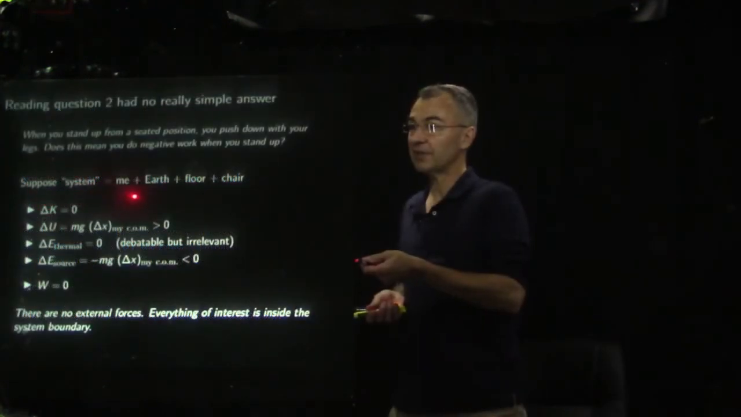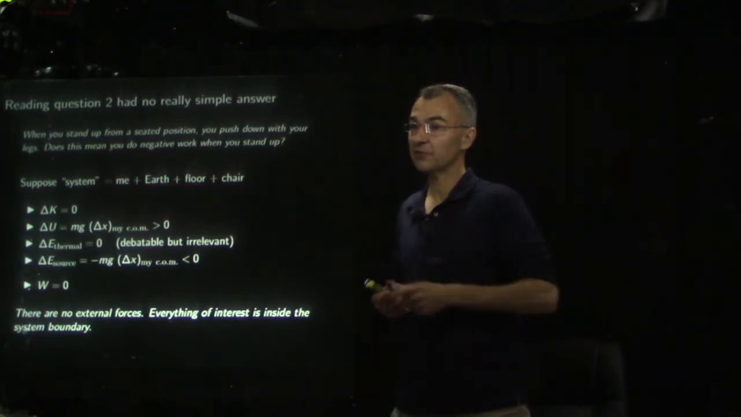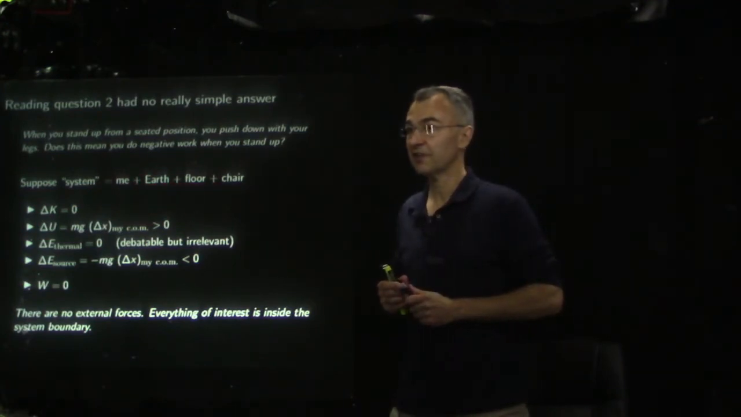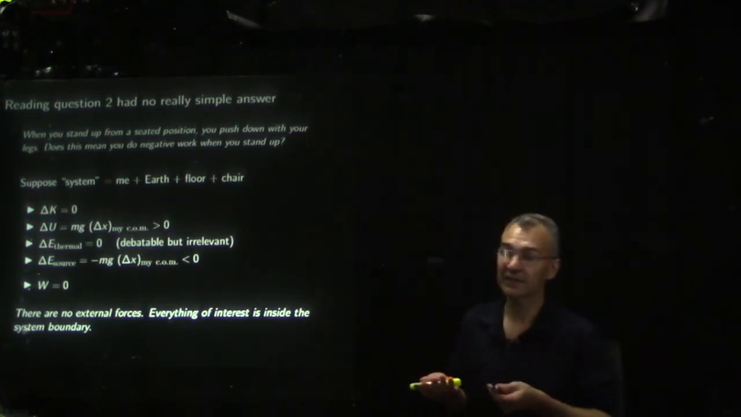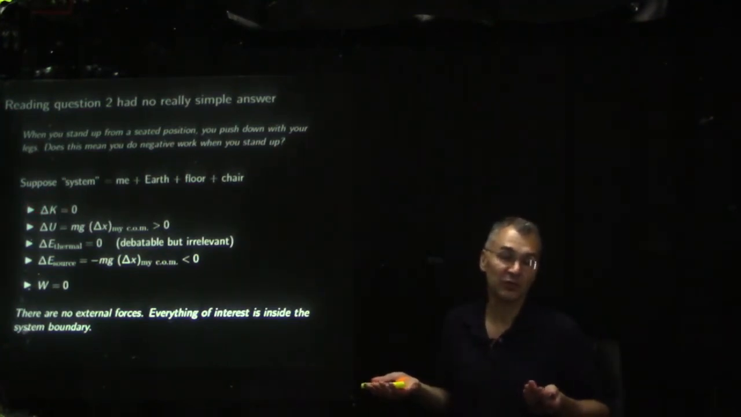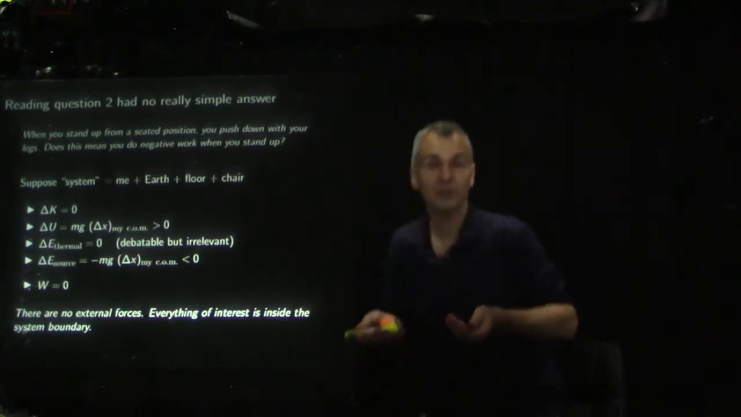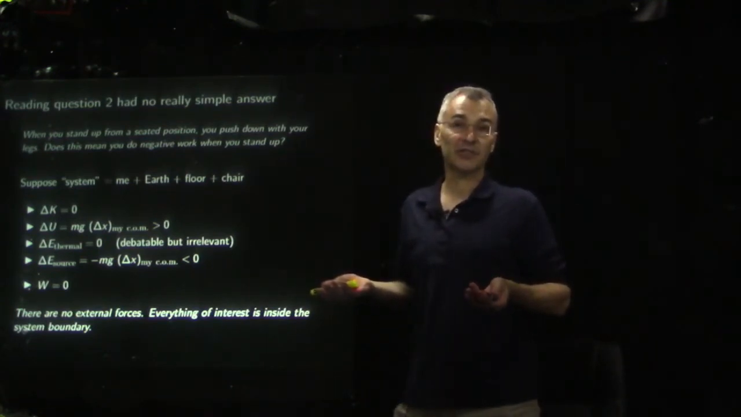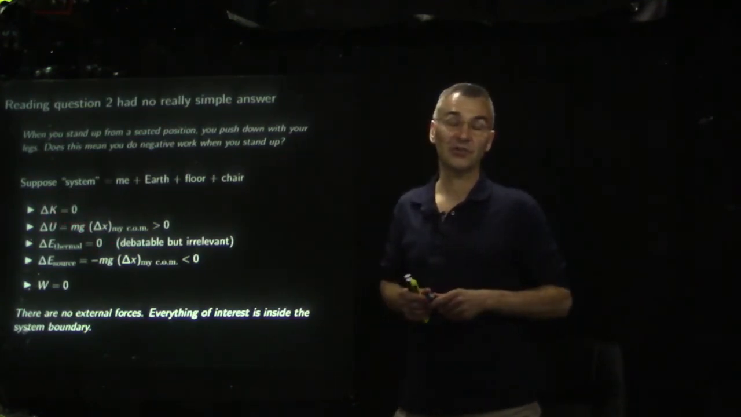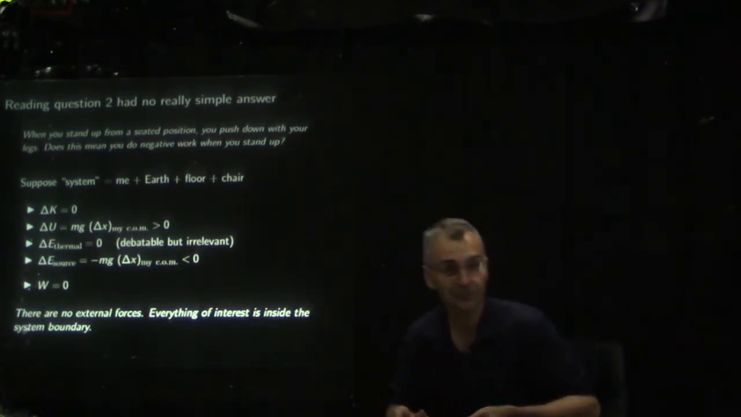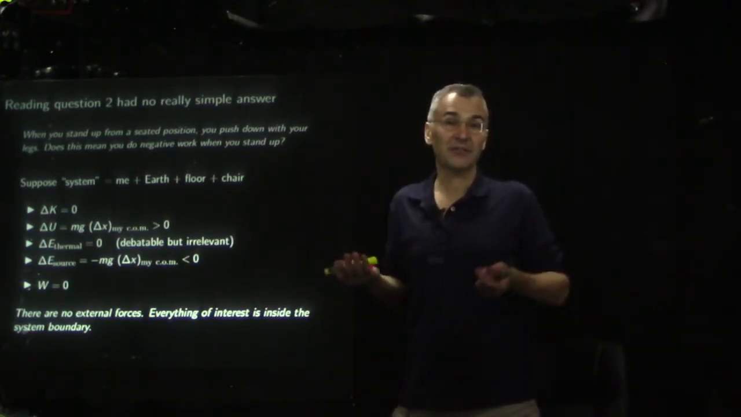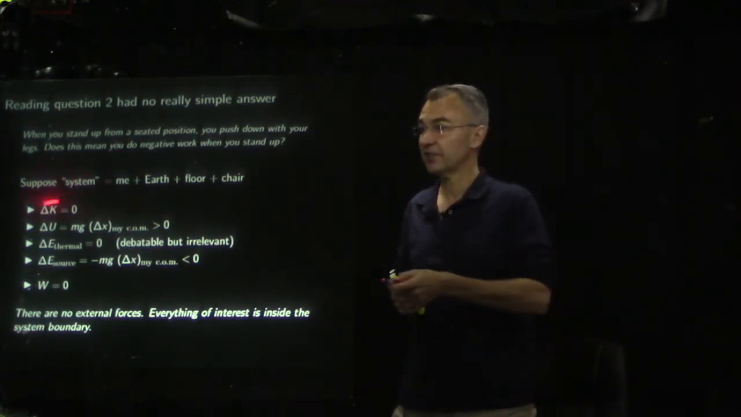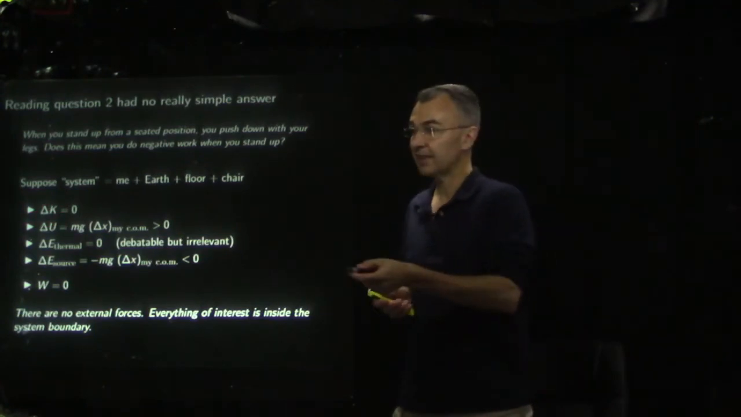Suppose the system is me plus the Earth plus the floor plus the chair. So I start out, I have no velocity, and of course I have to move up, but then by the time I'm done I also have no velocity. So the change in kinetic energy is 0 because I have no kinetic energy initially, and in some intermediate state I have a little bit of kinetic energy, but then in the final state I have no kinetic energy. So delta kinetic energy is 0.